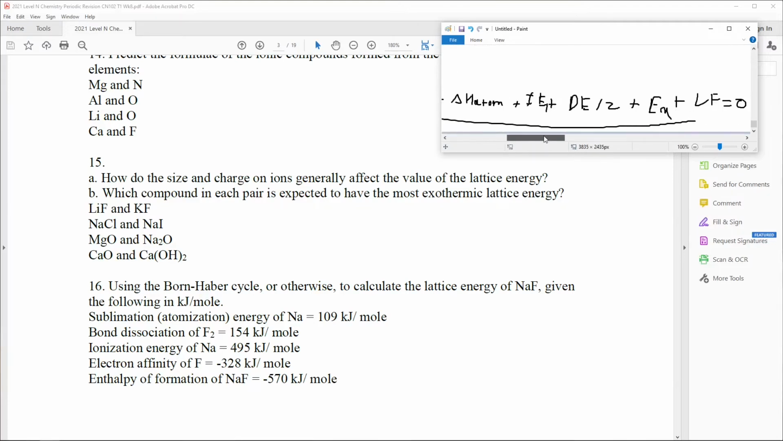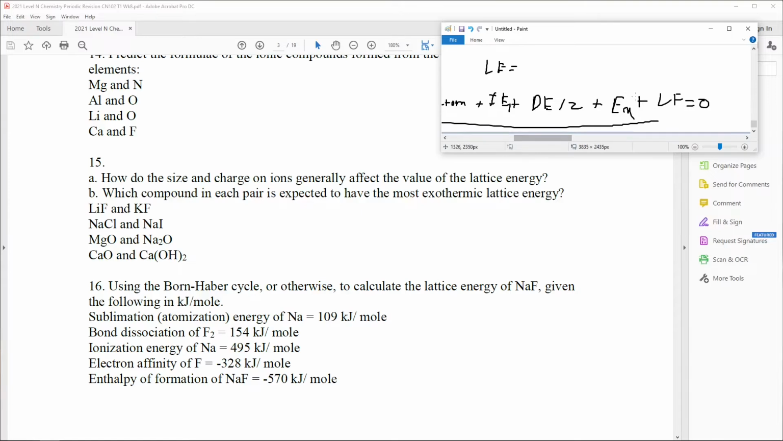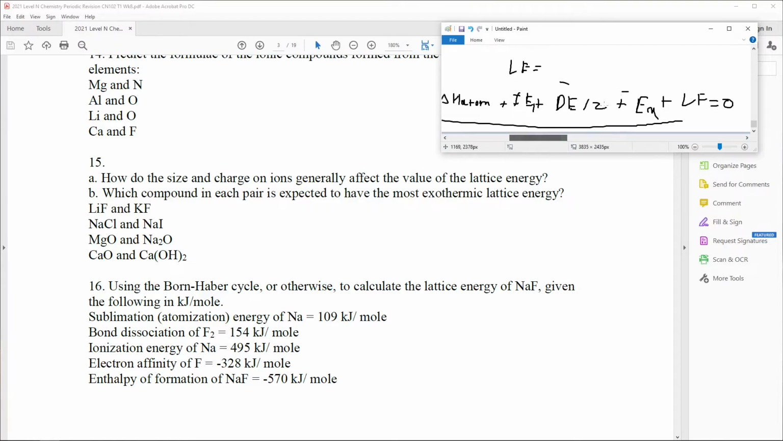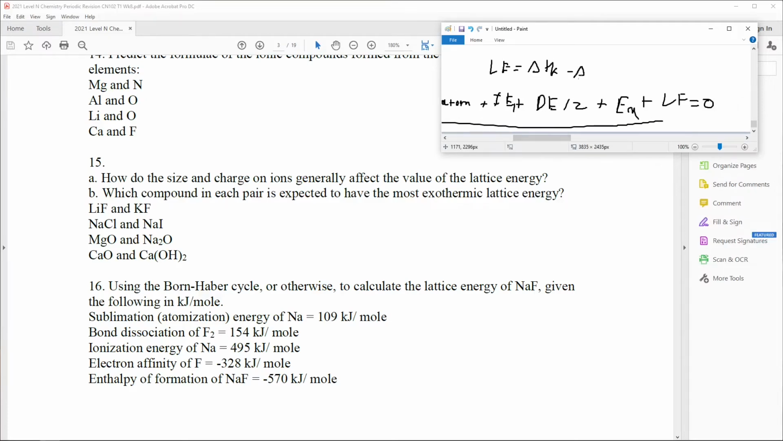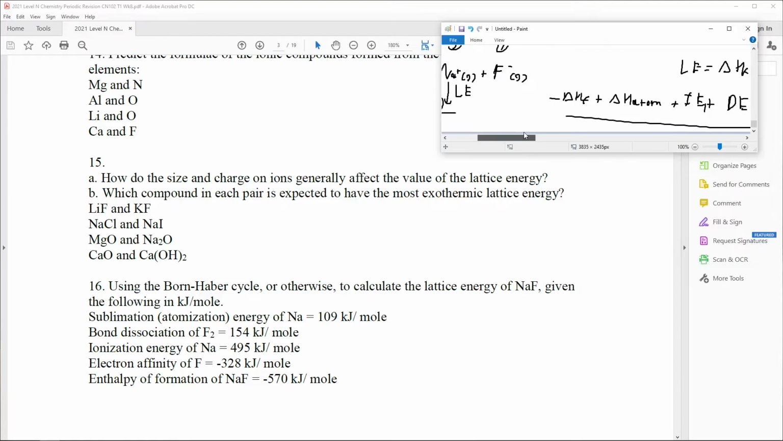If you want me to do that, let me do it quickly. So we want the lattice energy, so everything will be taken on the other side. To do that, you just negate this, negate this, negate this. By the way, I'm doing LE equals minus. Actually, let me do it with you. It will be delta HF minus delta H atomization minus IE1 minus dE over 2 minus EA, and we are done because we just took LE to the other side. Pretty much.